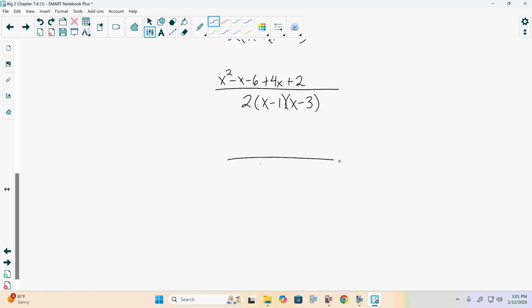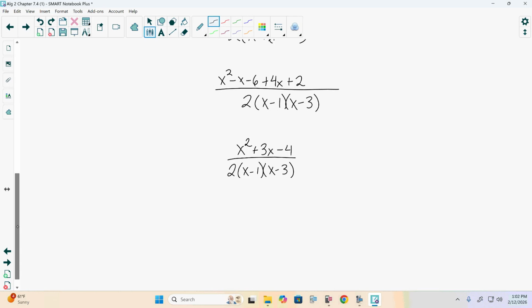And once we do that, we can combine like terms. Our x squared is still going to be x squared because there are no like terms. Negative x plus 4x would be plus 3x. And negative 6 plus 2 is negative 4. Questions on how we got to here? Now we can call this done.